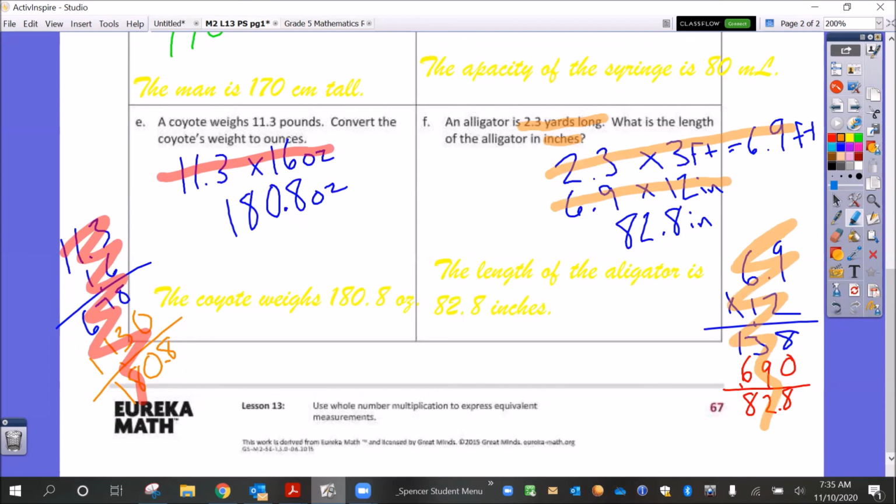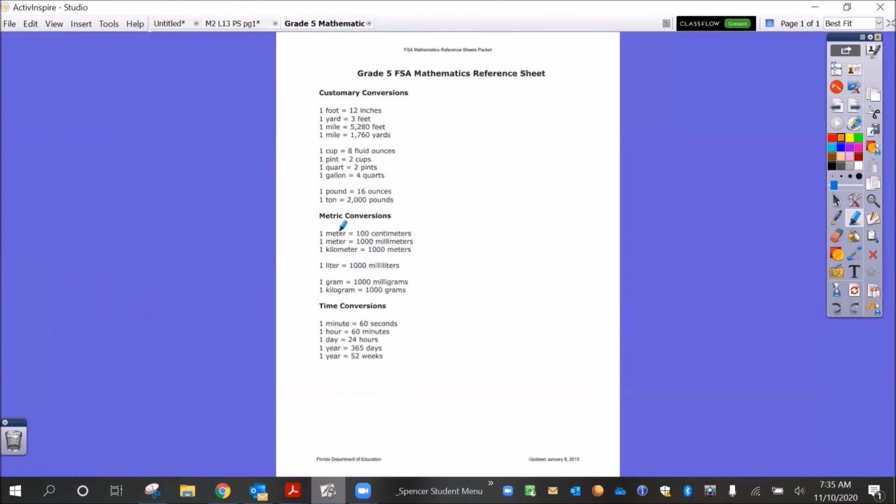All right, so go ahead and get your exit ticket out. Show me your conversion skills on your exit ticket. You may and should use your conversion sheet to help you on your exit ticket if you need to. All right, so go ahead and get that going, and good job today.